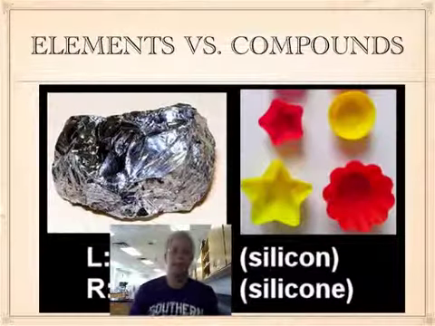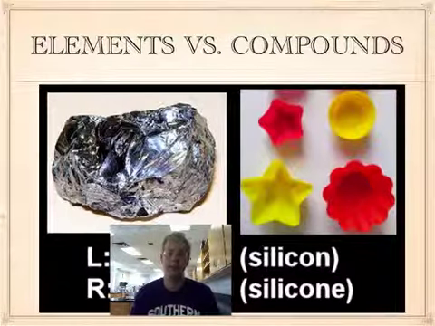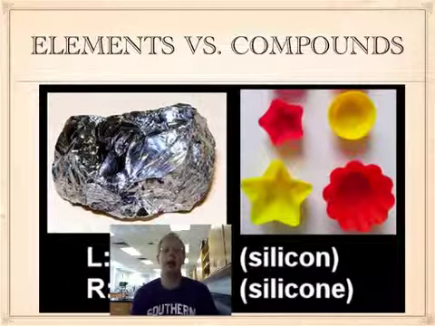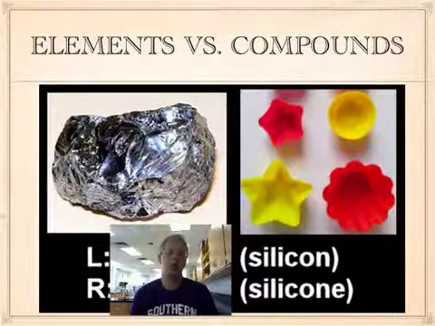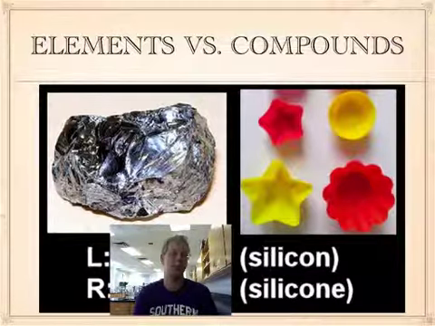As another comparison between elements and compounds here, ignore the Russian on this slide, but silicon's on the left-hand side of the screen there, and that's a metalloid with a set of properties. And on the right-hand side, we've got silicone, which is used a lot in cooking materials because it's heat resistant. They each have their own physical and chemical properties that separate one from the other.